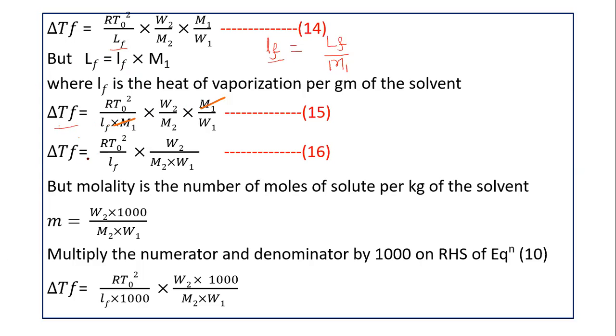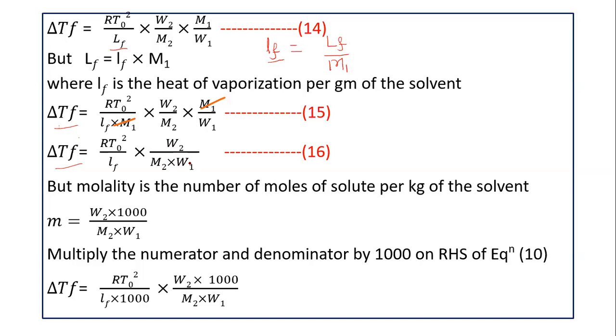So equation 15 can now be written as delta Tf, the depression in freezing point of the solvent, is equal to RT0 square upon small lf into W2 upon M2 into W1. Now in this equation 16, what is W2? W2 is the weight of the solute, M2 is the molecular weight of the solute and W1 is the weight of the solvent.